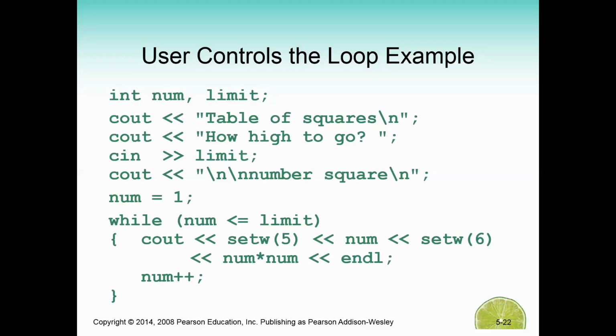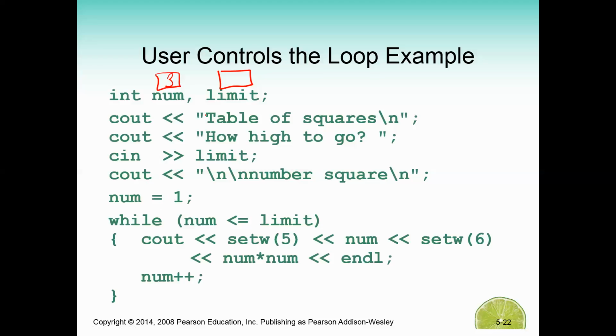And let's see an example here. We have int num and int limit, two variables. We have two boxes. They are ints. And we ask, okay, table of squares. It's in one line. Second line, how high to go. And then cin, it's a limit. So we're going to be asking for a limit. Let's suppose that we get in a 3. And we're going to display cout, number, square.